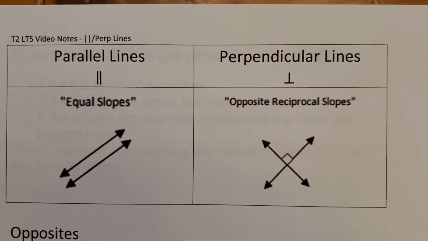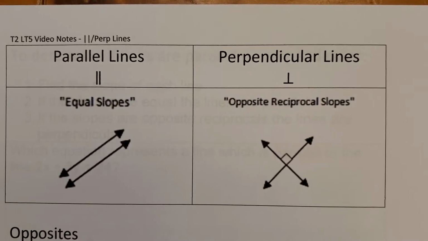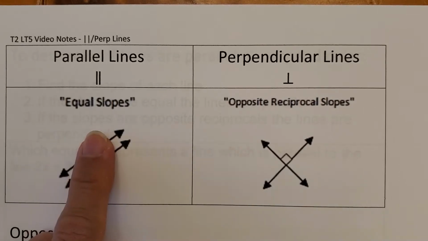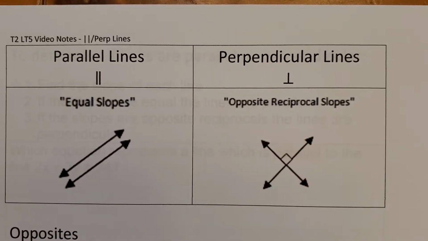Today is our second day on parallel and perpendicular lines and their slopes. Today we're going to be given an equation and look at the equations, not just the slopes, to figure out if lines are perpendicular or parallel. So let's remember, parallel lines have equal slopes. Perpendicular lines have opposite reciprocal slopes.